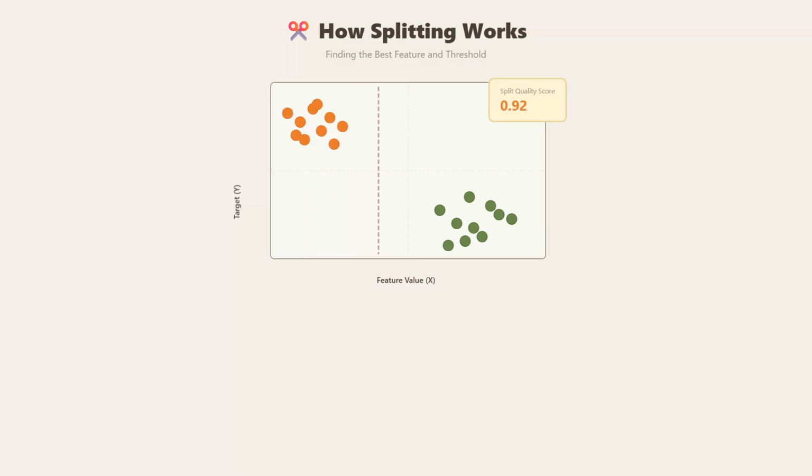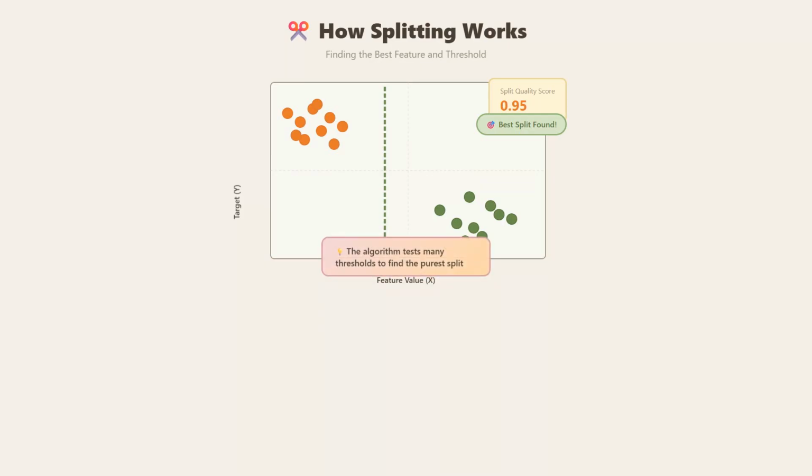Your goal is to find a vertical or horizontal line that best separates these classes. The algorithm starts by trying different positions for this split line. Watch as the dashed line moves across the plot from left to right. At each position, we calculate a quality score that measures how well this split separates the classes. The score updates in real time as the line moves. A higher score means a better split.